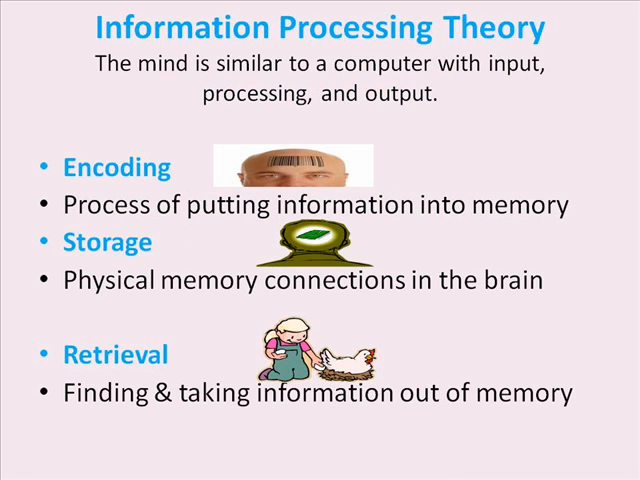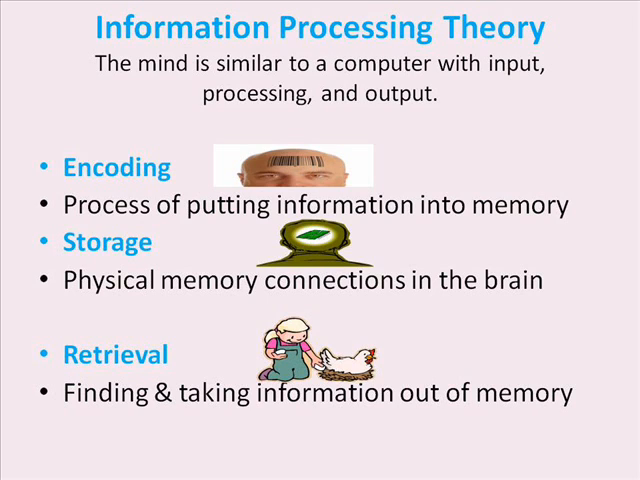Objective number 1 in this chapter asks you to explain the information processing approach to memory. This approach sees your mind as similar to a computer with input, processing, and output. The input is called encoding, and that's the process of putting information into your memory, organizing it in such a way that hopefully you'll be able to utilize it later on.